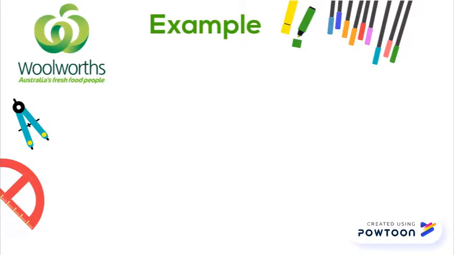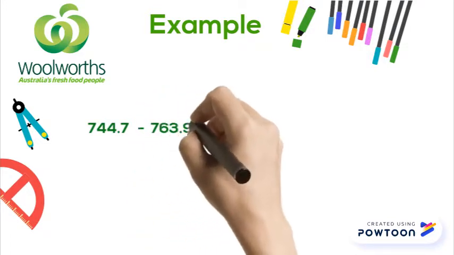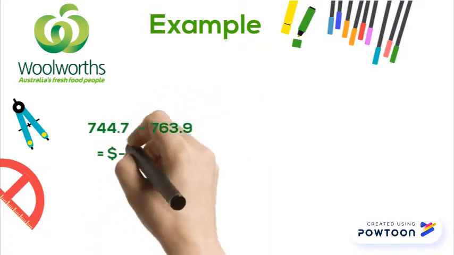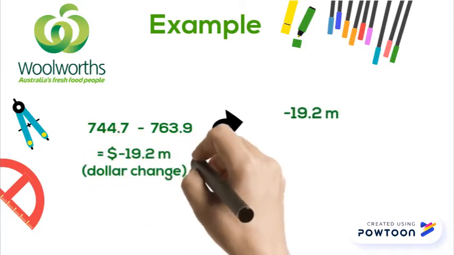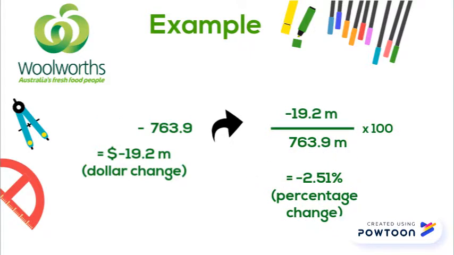To calculate the dollar change, we need to minus the current year balance of 744.7 from the prior year balance of 763.9, which yields negative 19.2 million. We then take this value and divide it by the prior year balance of 763.9, then multiply this by 100 to obtain a negative 2.51% change.